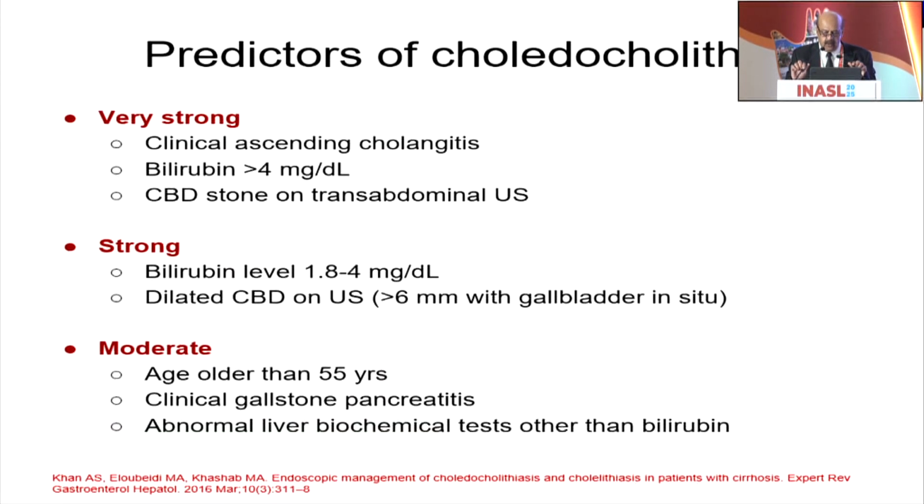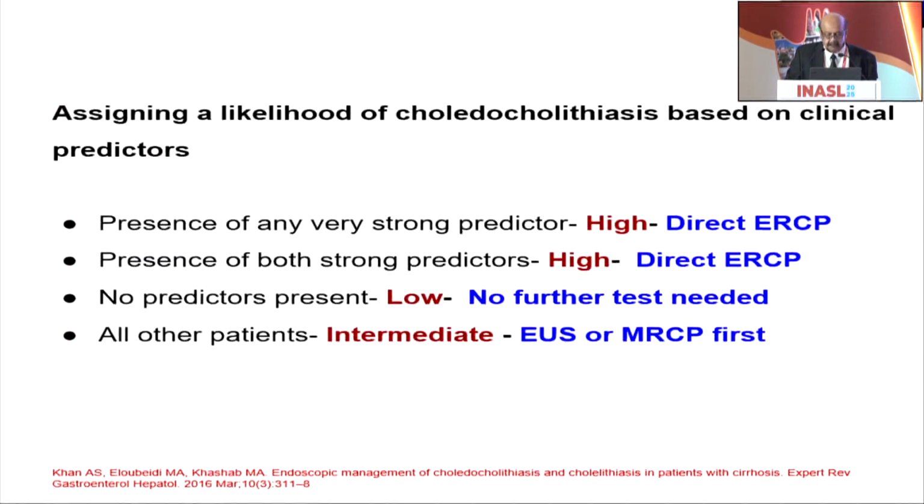A very strong predictor for choledocholithiasis is if the patient presents with cholangitis, bilirubin is more than 4, and CBD stones are seen directly on ultrasound. Then it is a very strong predictor. A strong predictor is when the bilirubin is between 1.8 to 4, or there is a dilated CBD on ultrasound of more than 6 millimeters, and moderate is age more than 55, clinical evidence of gallstone pancreatitis and abnormal liver function tests other than the bilirubin level.